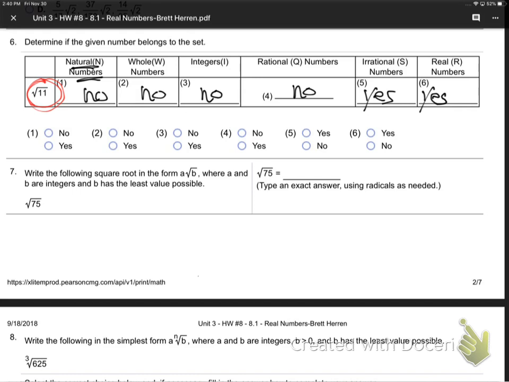Now, number 7, root of 75. Let me write that for you. They're saying, take the square root of 75, and this time they don't want a decimal. They want me to simplify it like you may have done in algebra. How do you simplify the square root of 75? Do you remember that from your algebra days?